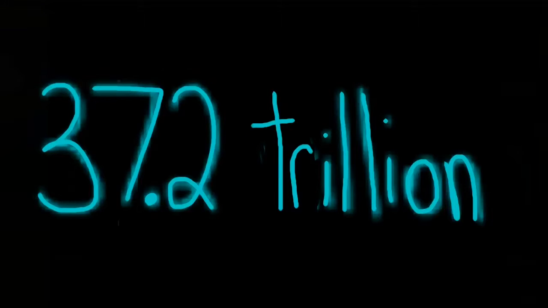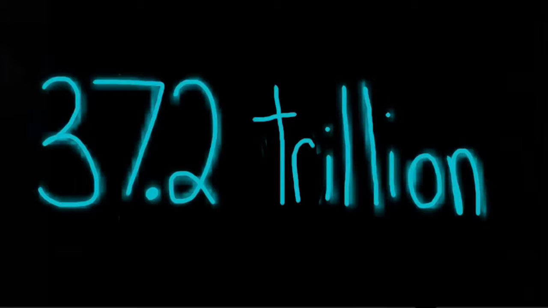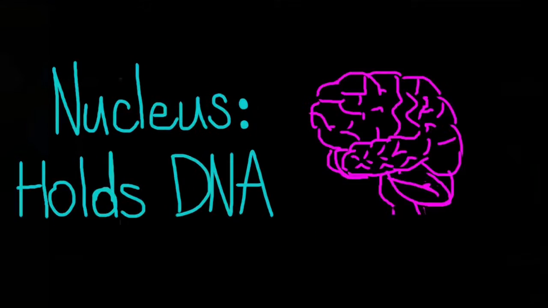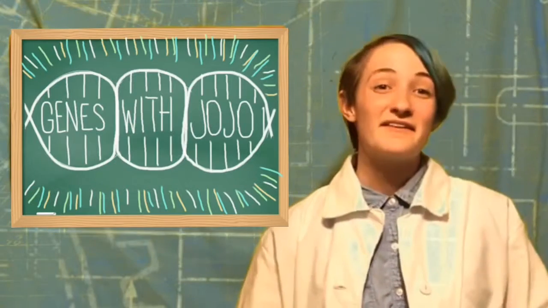Cells are really tiny and can only be observed under a microscope. You are made up of about 37.2 trillion cells. The nucleus is the part of the cell that holds DNA. The nucleus is like the brain of the cell. Now that we have those definitions, let's get into genetics.